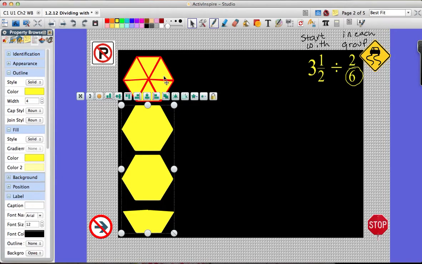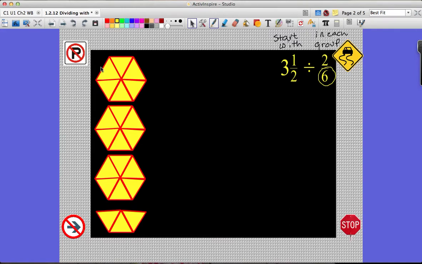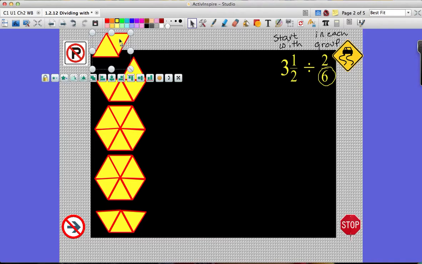So I have 1, 2, 3, 4, 5, 6. Now if I do this for all of them, you will see that I've successfully split all of these into 6ths. They're still in groups of wholes: 1 whole, 1 whole, 1 whole, and 1/2. I need to put them into groups of 2/6. So now that I've split them into the correct size pieces, I need to put the correct number of pieces into each group.